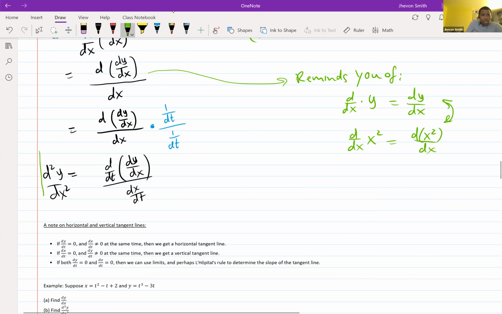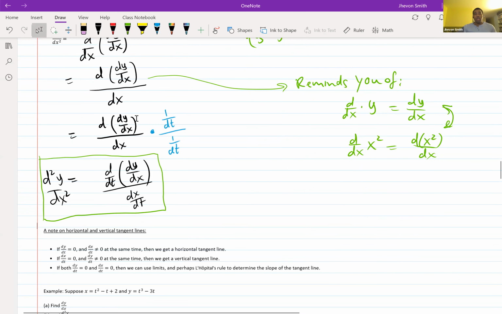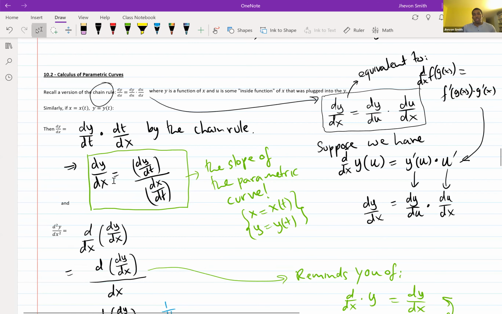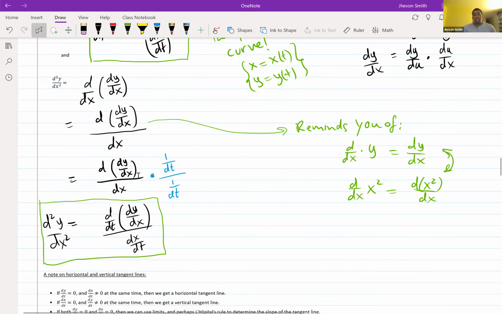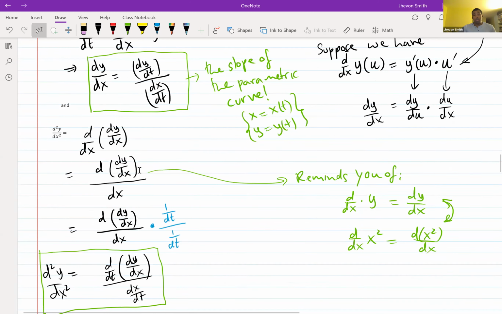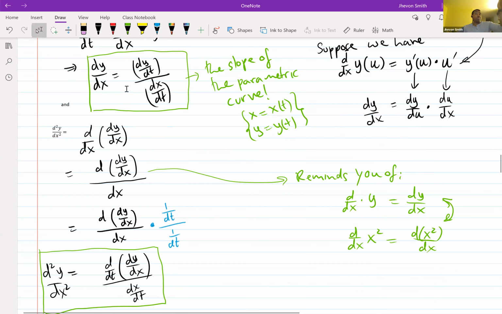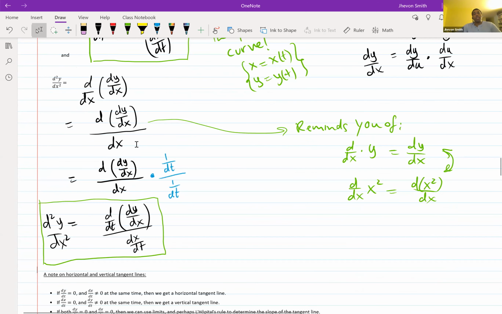Okay. So this is how I can find the first and second derivative of parametric equations, parametric curves. Using the chain rule and Leibniz notation, we could derive all these formulas. And yeah, that's it. These are just new formulas for you to know.